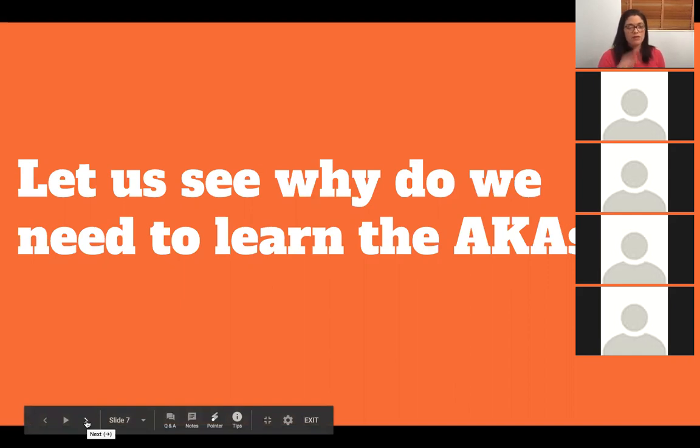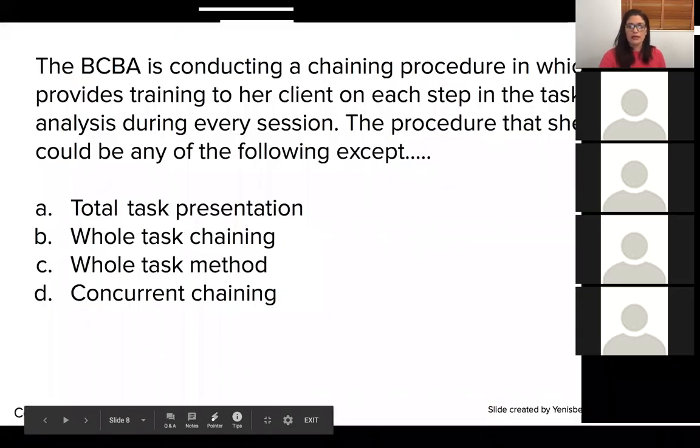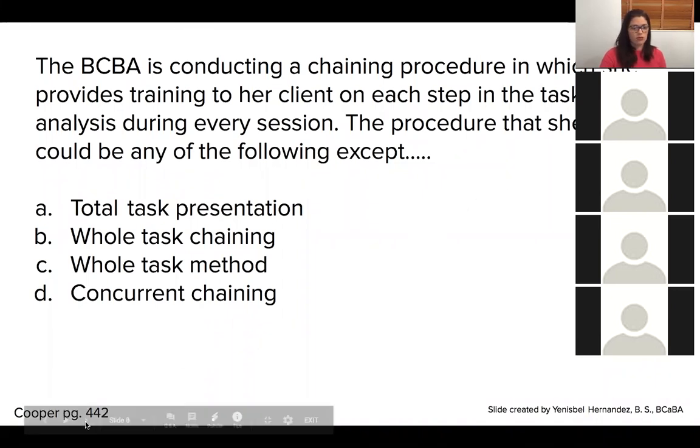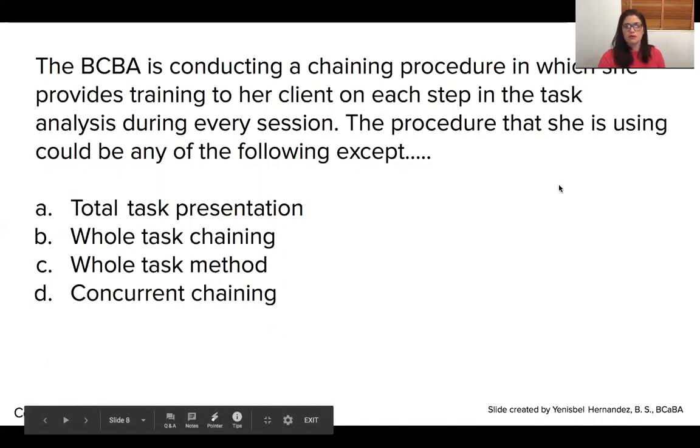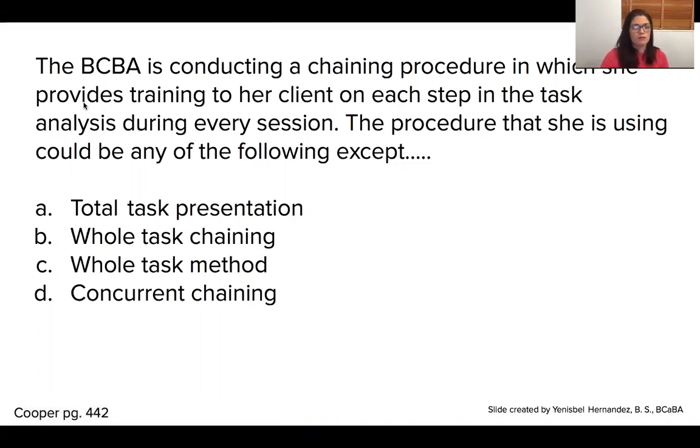So I'm going to start right now with what I believe is a hard question that, if you know the AKAs, will make it 100 times easier. I'm going to read it and I need at least 3 people to answer me, either via chat or in person. The BCBA is conducting a chaining procedure in which she provides training to her client on each step in the task analysis during every session. The procedure that she's using could be any of the following, except: total task presentation, whole task chaining, whole task method, or concurrent chaining.